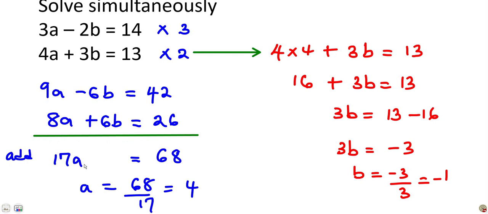So in summary, the value for a is 4, and the value of b is -1.